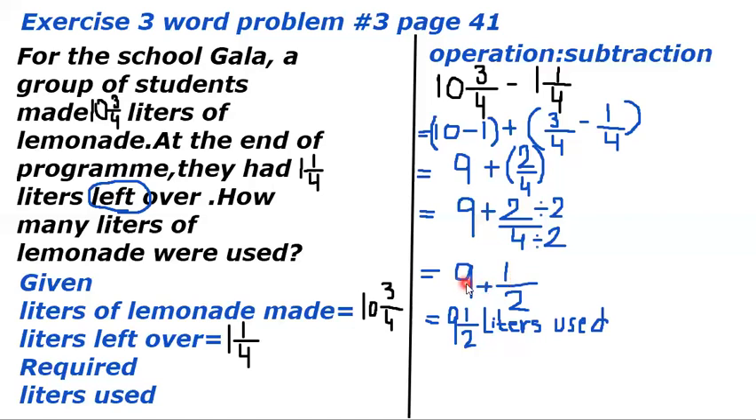Now, okay, 9 liters plus half liter. It means the lemonade used is 9 liters and 1 by 2 liter, which means 9.5 liters is used.